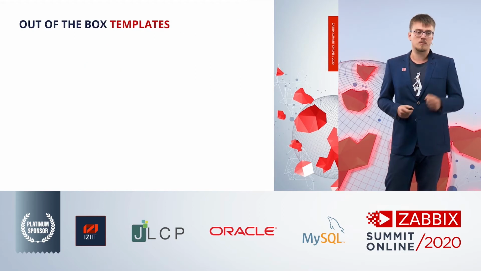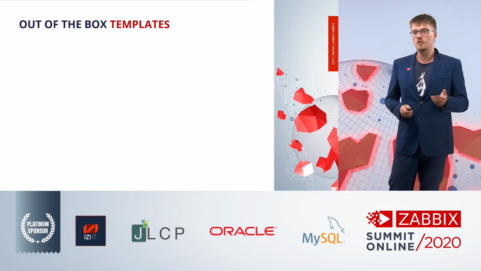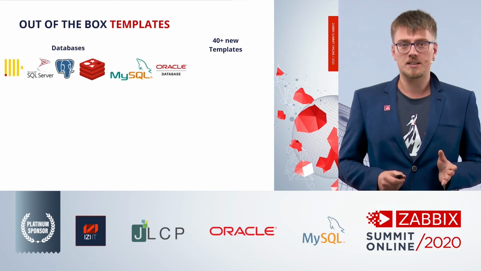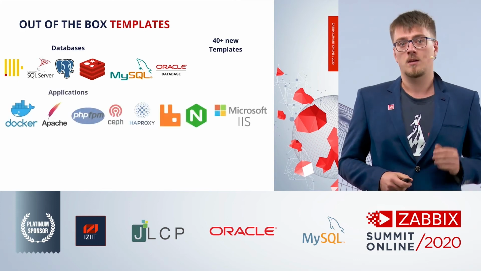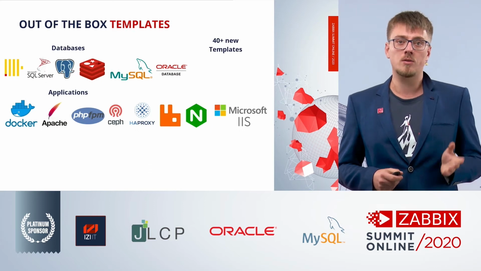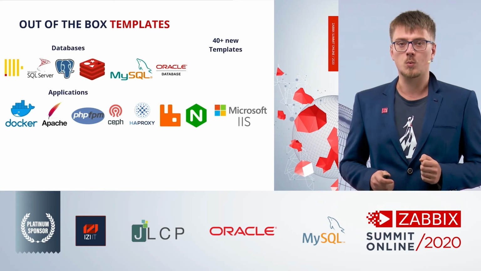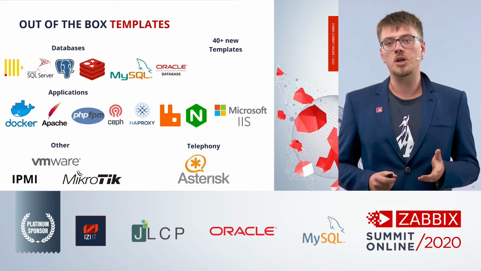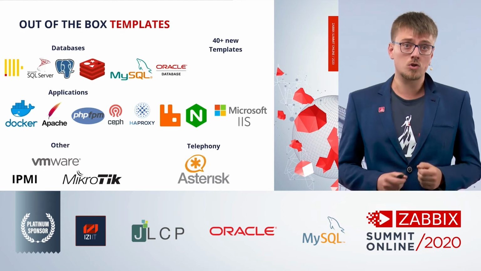And now let's just quickly go and see what has been accomplished since the inception of the team. Out of the box templates: there are 40 plus new templates for all of the core databases such as MySQL, Oracle, or Postgres. Applications such as Docker, Apache, PHP-FPM, Ceph, or Nginx can be monitored out of the box as well. And then there are other templates such as virtualization, networking equipment, IPMI templates, and telephony. So that's a huge list.